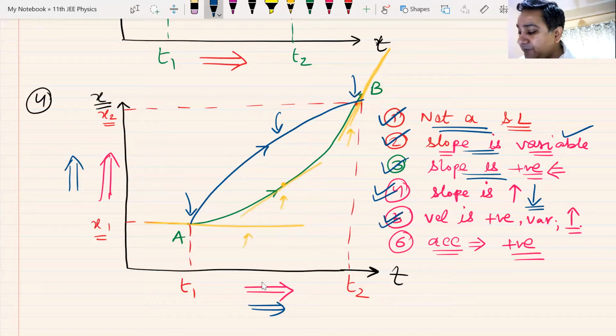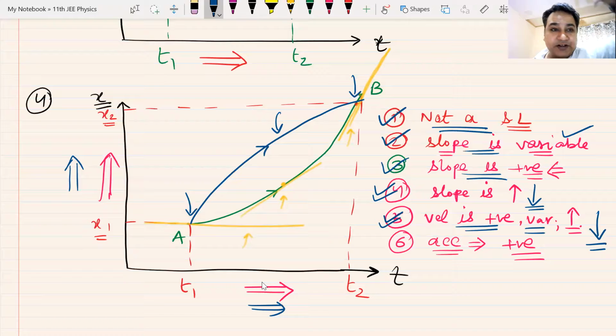Point number 5. Velocity is positive. Velocity is variable, but velocity is decreasing. Yes or no? Velocity is decreasing. Santosh, yes.